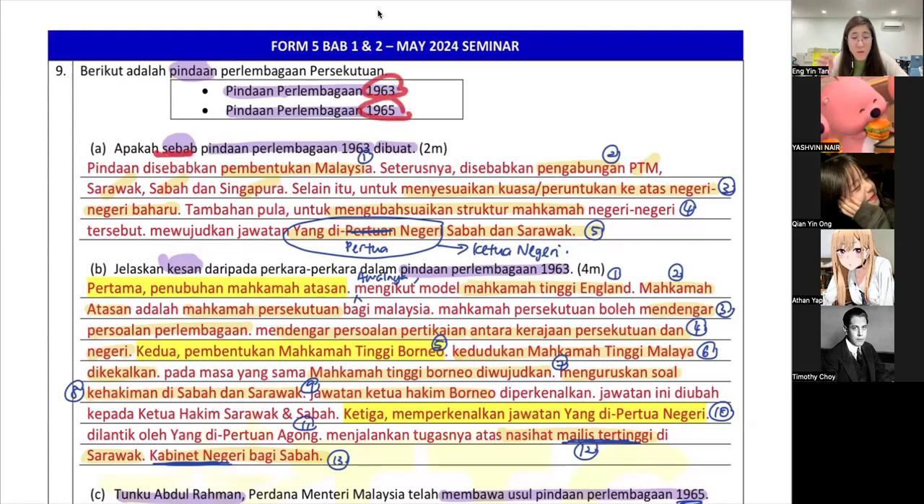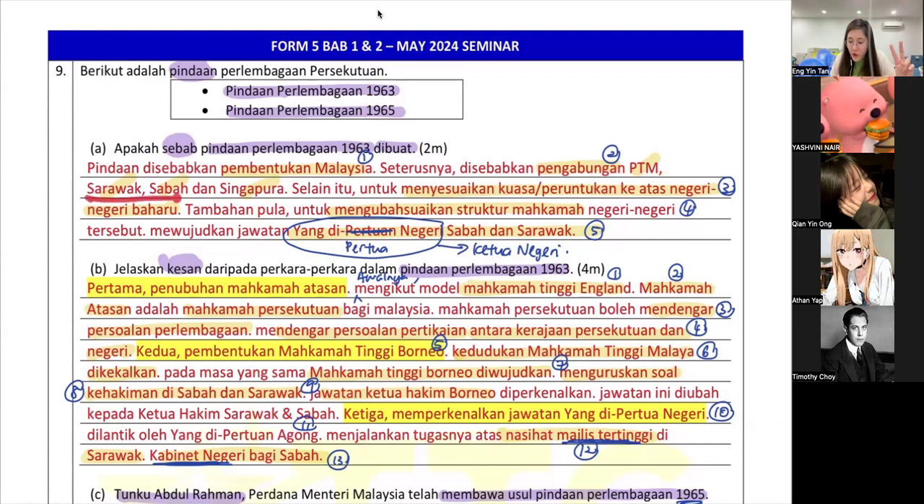What's the reason that causes we have some pindaan dalam 1963? Mengapa? Why? Because we formed Malaysia. And then you tell me, you prove it to me. Okay, Malaysia formed by combining Persekutuan Tanah Melayu, Sabah, Sarawak, and Singapore. See, I told you just now. Like this, you get 2 marks.